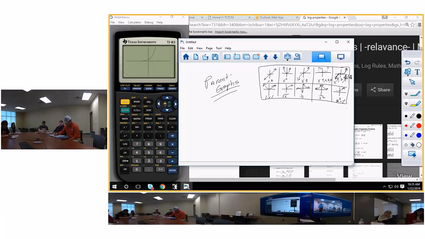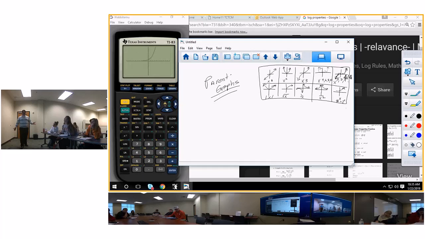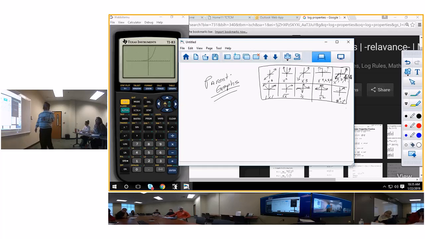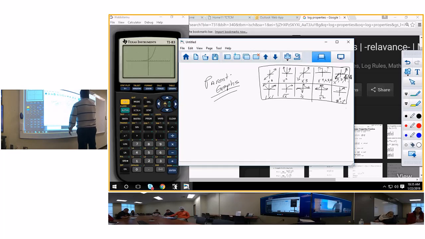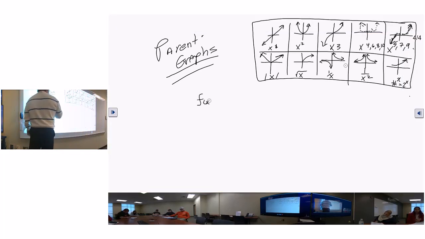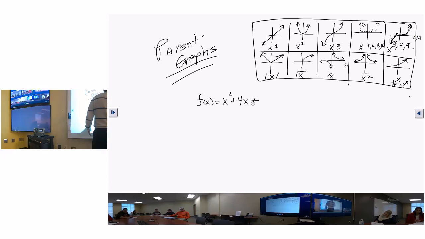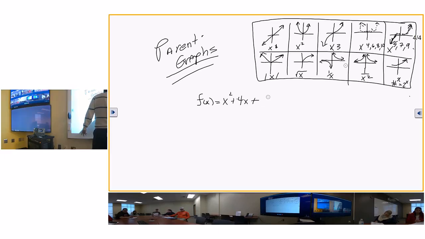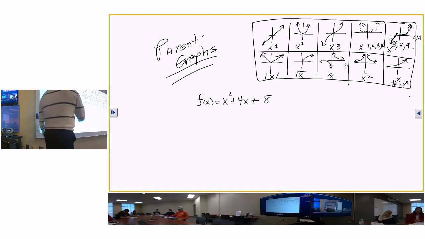Now, what do the vertical and horizontal shifts do to all this? Well, let's take, for instance, x squared. And we talked about this in 109 until y'all were basically sick of it. All right, let's take f of x is equal to x squared plus 4x plus 8. I don't know what it looks like. But anyway, you've got to do completing the square.